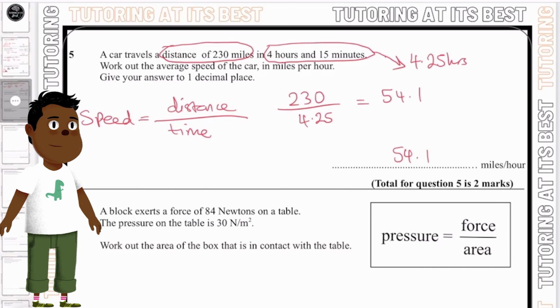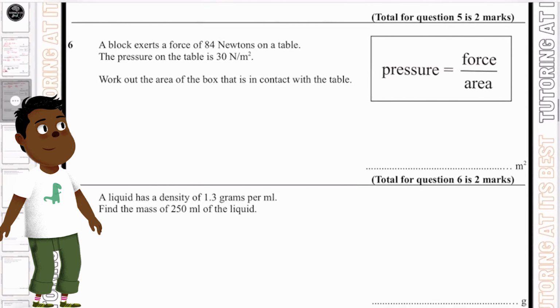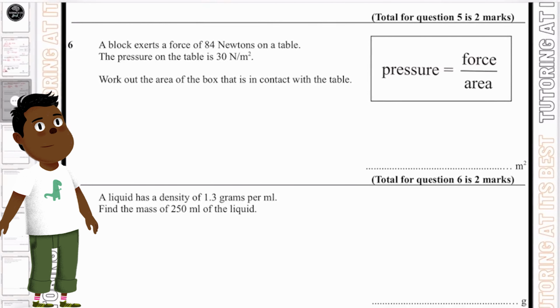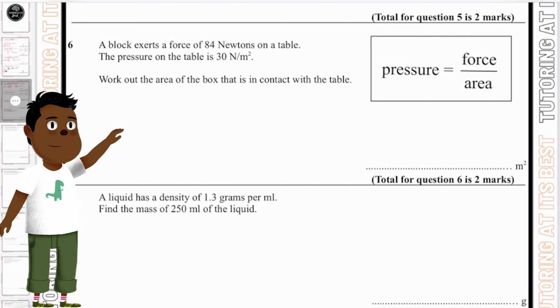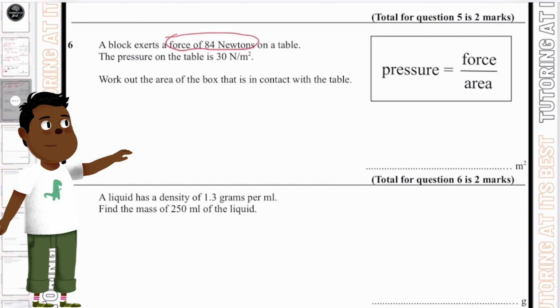Okay, let's move on to question 6. Feel free to pause the video at any time and attempt the question before you press play and go through the solutions. Okay, a block exerts a force of 84 newtons on a table.